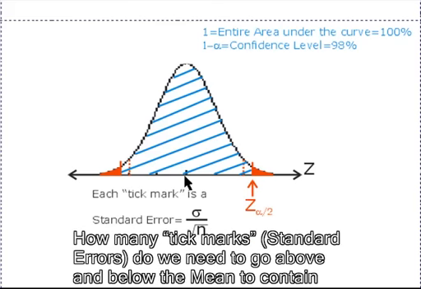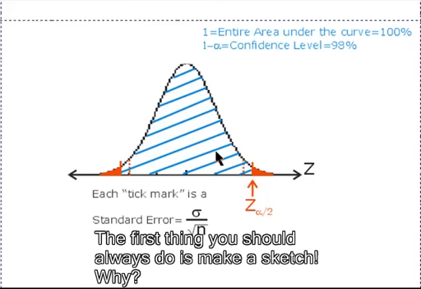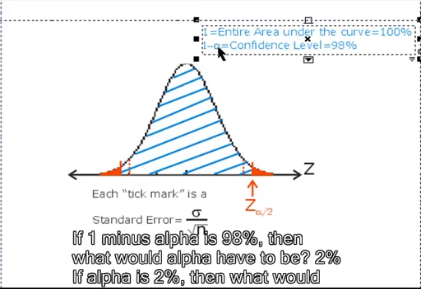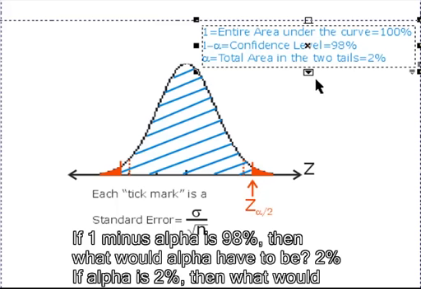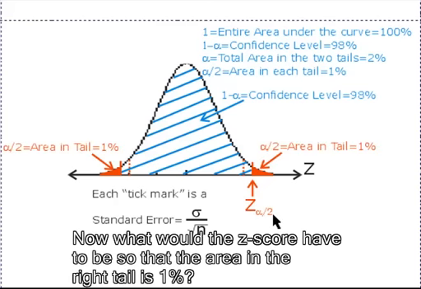How many tick marks, standard errors, do we need to go above and below the mean to contain the middle 98% of all the possible sample means that we could get? The first thing you should always do is make a sketch. Why? The sketch allows us to see what the area in the right tail will be. If 1 minus alpha is 98%, then what would alpha have to be? 2%. If alpha is 2%, then what would alpha divided by 2 have to be? 1%. Now, what would the z-score have to be so that the area in the right tail is 1%?